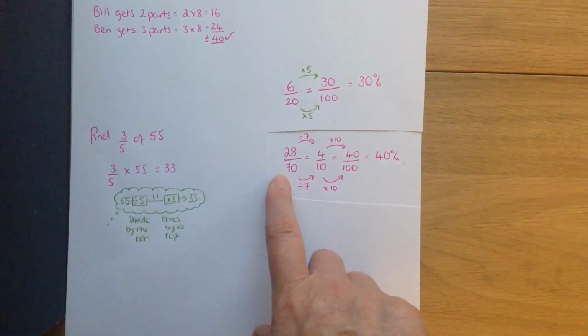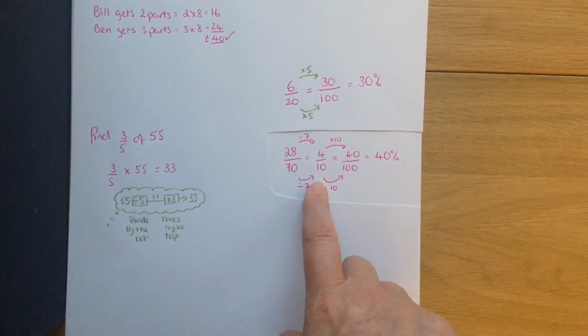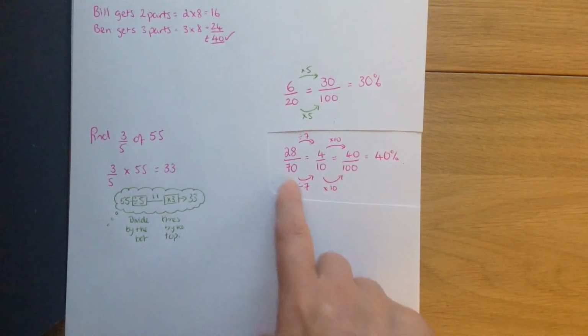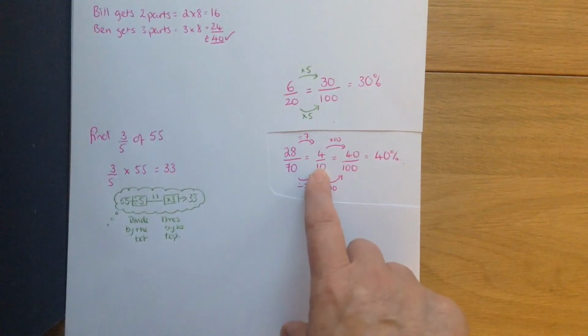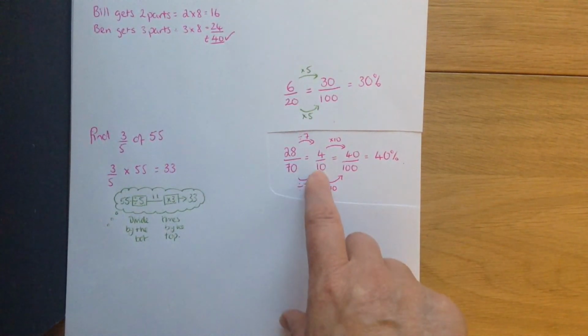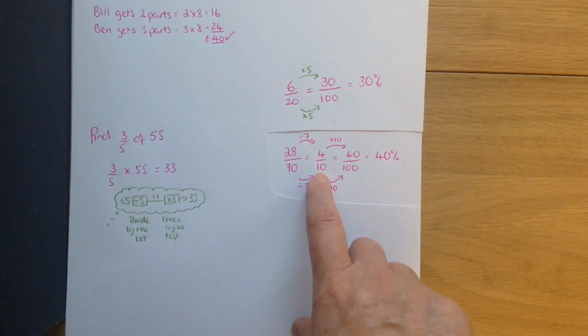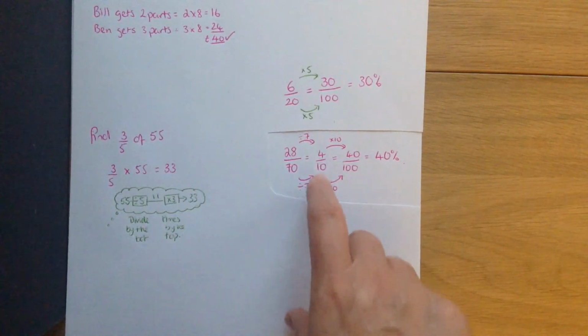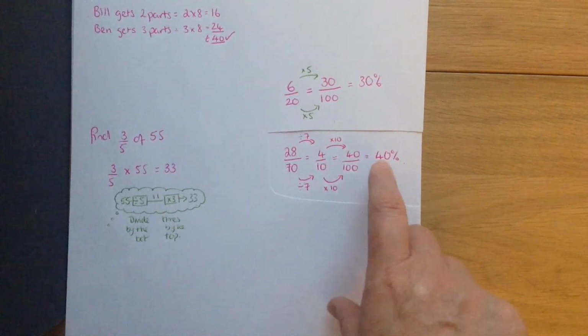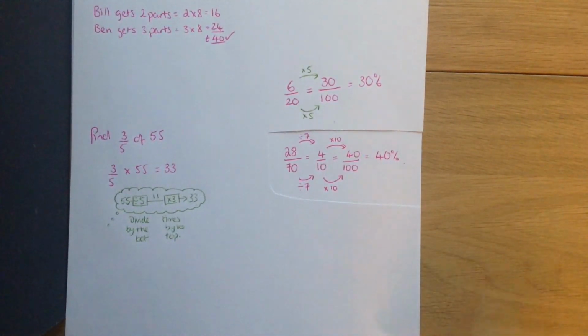easily. So what we're going to do is divide down to a number like 10 and then times back up. So here 70 divided by 7 is 10, so 28 divided by 7 is 4. And then we're going to use equivalent fractions to go from tenths to hundreds. So 10 times 10 is 100, 4 times 10 is 40, so our final answer is 40%.